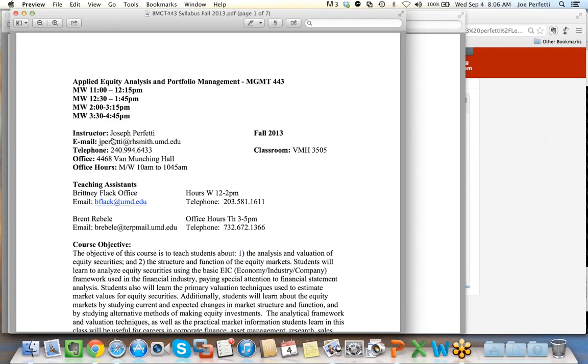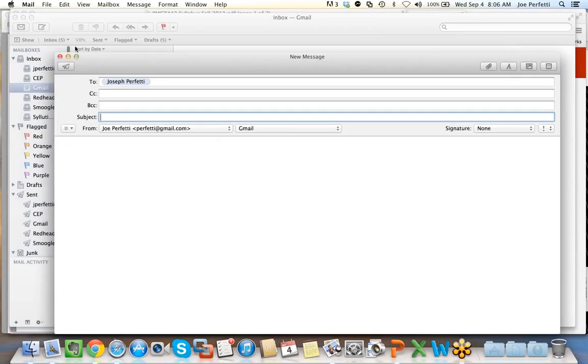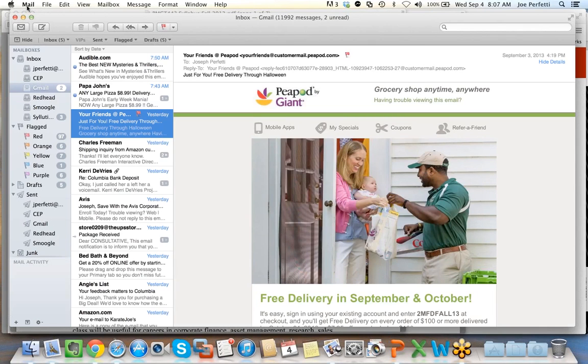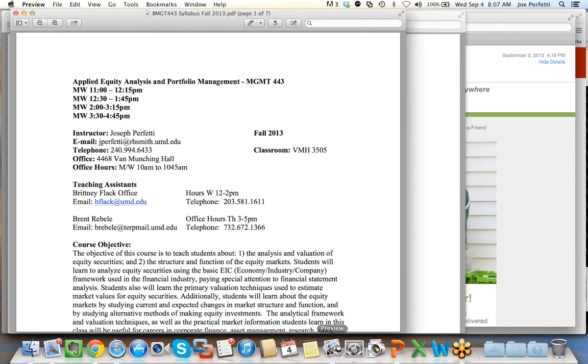So that's my email address here in the syllabus. If you need to reach me, that's the easiest way to do it. That is my cell phone. The office is 4468 Van Munching in the finance department. Generally, I will only be on campus on Mondays and Wednesdays, and my opportunity for office hours is before the 11 a.m. section. You'll notice that I do have 4 sections that run essentially consecutively, starting at 11, 12:30, 2, and 3:30.